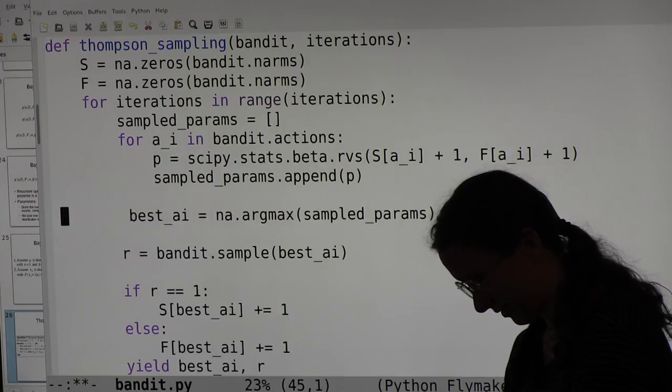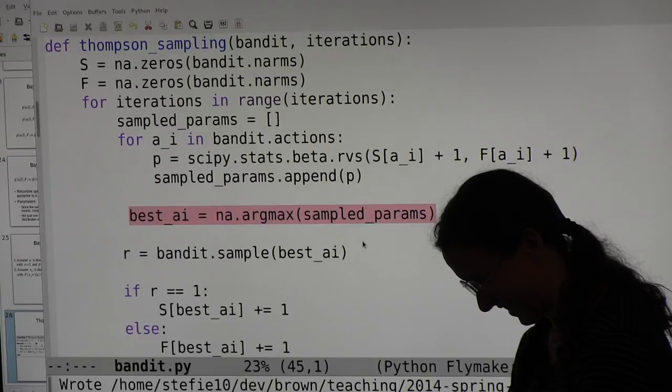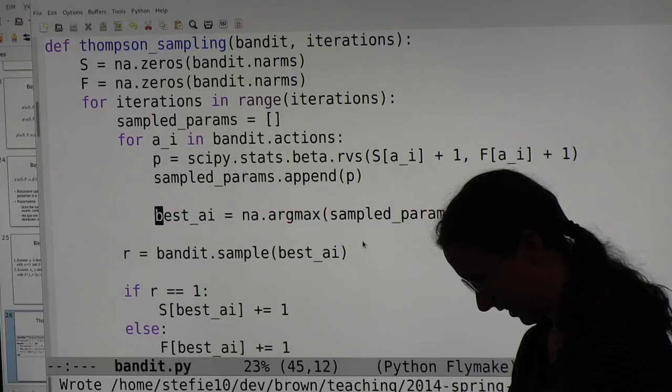So if we run that, let's run the correct version. Oh, no. It's supposed to be indented? Yeah. Okay.